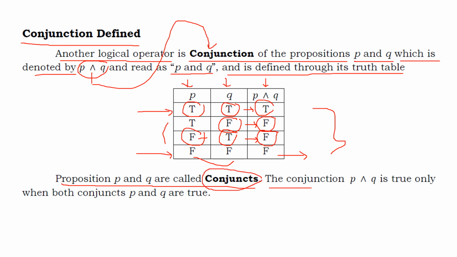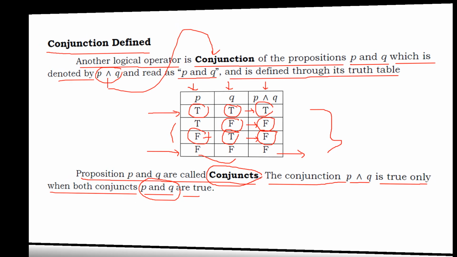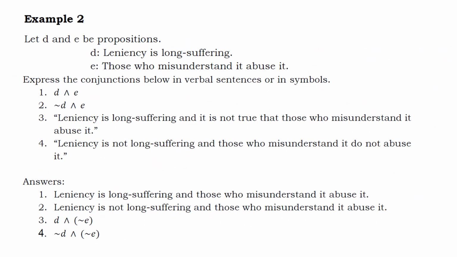Now, the conjunction of P and Q is true only when both conjuncts P and Q are true. If and only if P and Q are true, then the resulting truth value for the conjunction of these two propositions is true. So that's how we deal with conjunction as your logical operator.